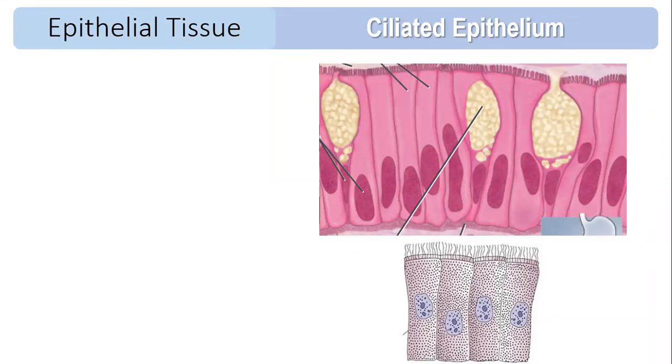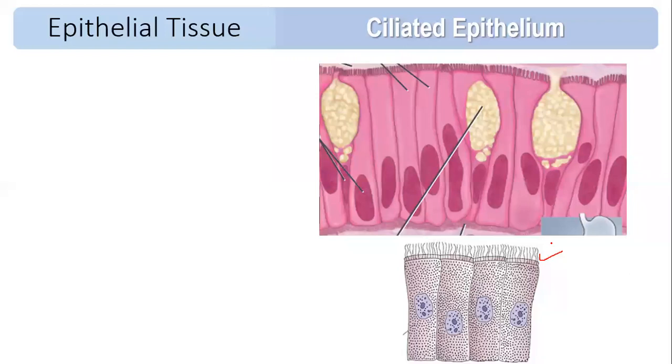Again, they have the free end provided with a hair-like structure. You can make out over here that their free end is provided with the hair-like structure, so therefore it is also called ciliated epithelium. Now, what is the shape of the cells? Cells can be cuboidal or columnar.